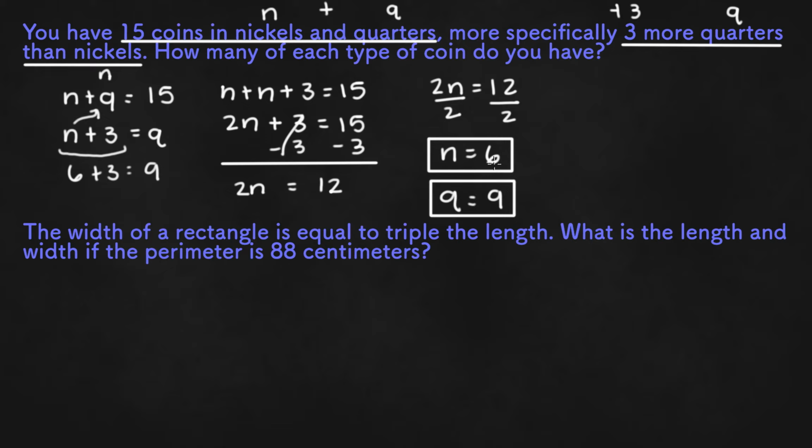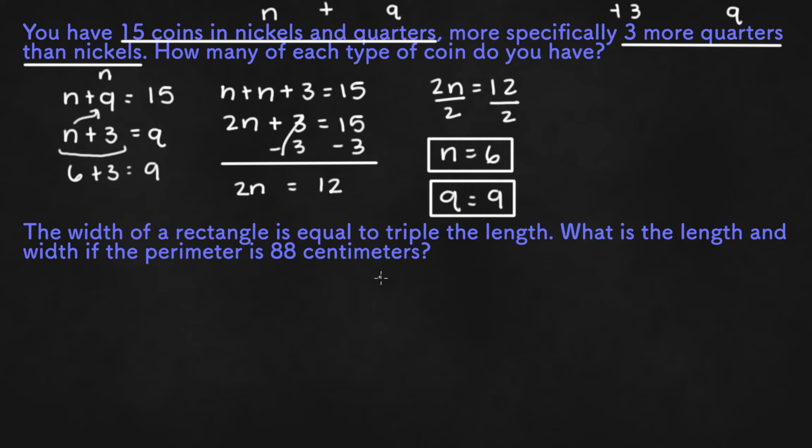Now always make sure to check your solution. So we have 6 plus 9, and 6 plus 9 does equal 15. And then we have 6 plus 3 equals 9, which is also true. So we got the right solution.